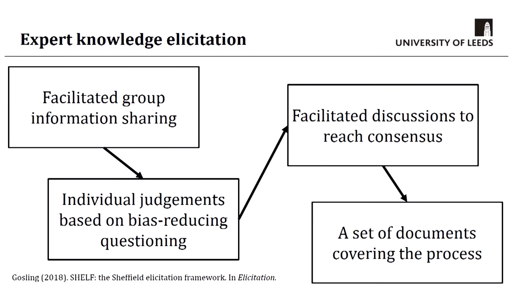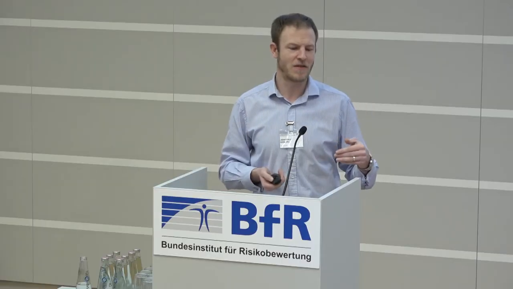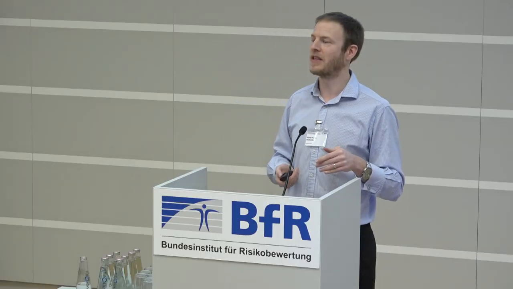We do individual judgments, which we do questioning, which tries to reduce the types of biases that we've already heard about, the problems with the heuristics. Then we discuss the different individuals' opinions and try to come up with a distribution which is a good, fair representation of what the experts in the room think. And I'm going to go a little bit more into detail in a second. But the key point is that we have a set of documents that cover this entire process.